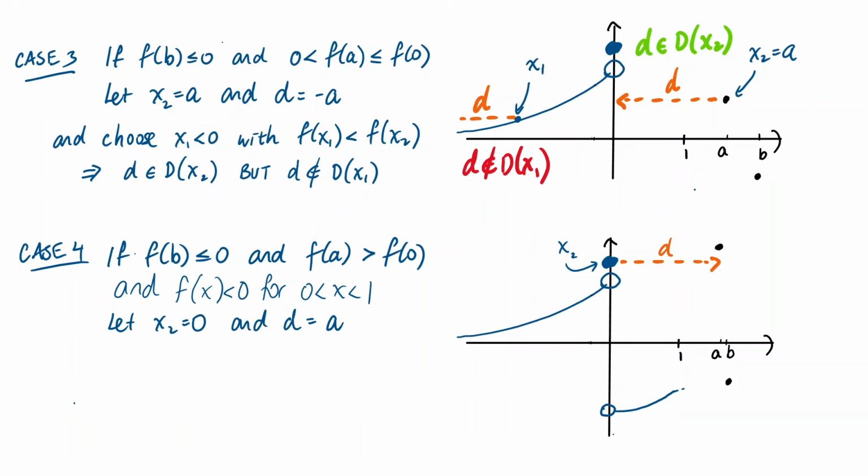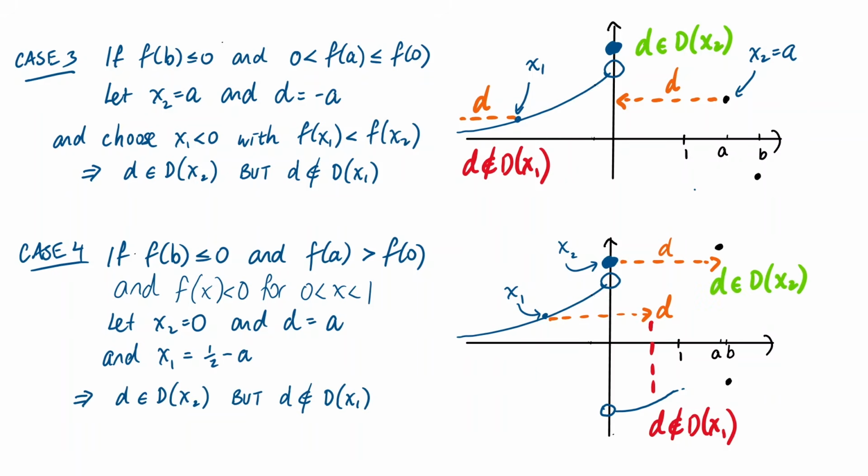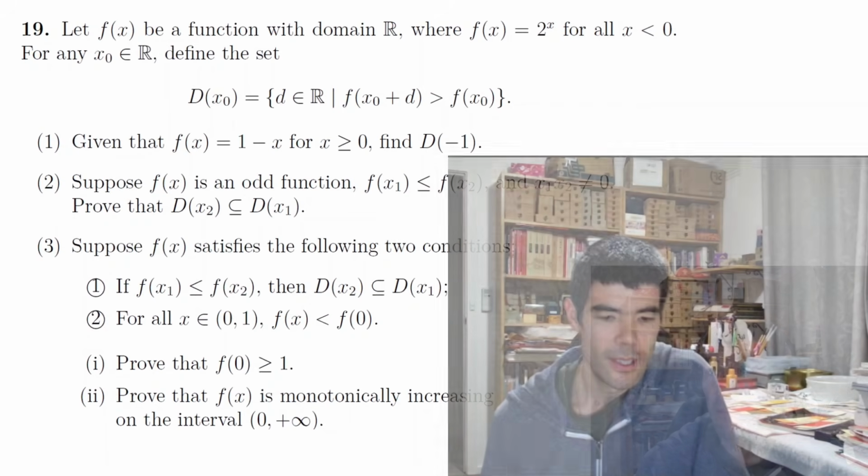So I'm going to let x2 be 0 and d be equal to a. And then for x1, I'm going to go to the left over here. And to end up with a negative y value, I'm going to choose x1 as, say, a half minus a. A half just because it's between 0 and 1. So that when I add d, which is a, to a half minus a, I'll get to x equal to a half. That will have a negative y value, which means that that d value is not an element of capital D of x1.